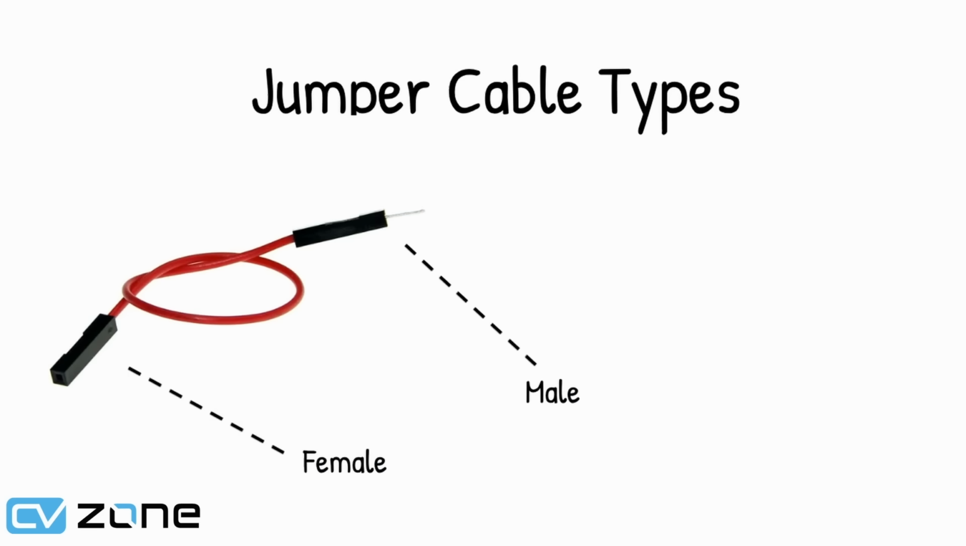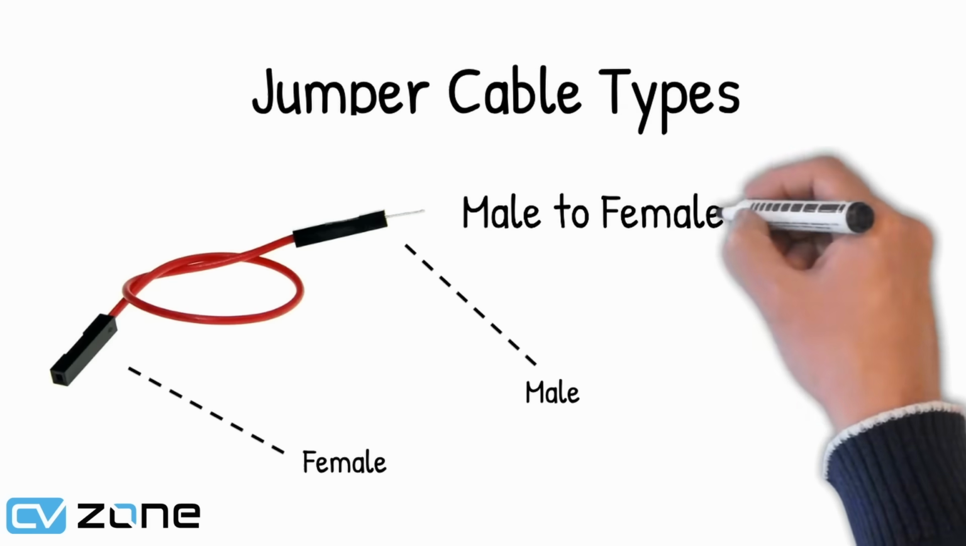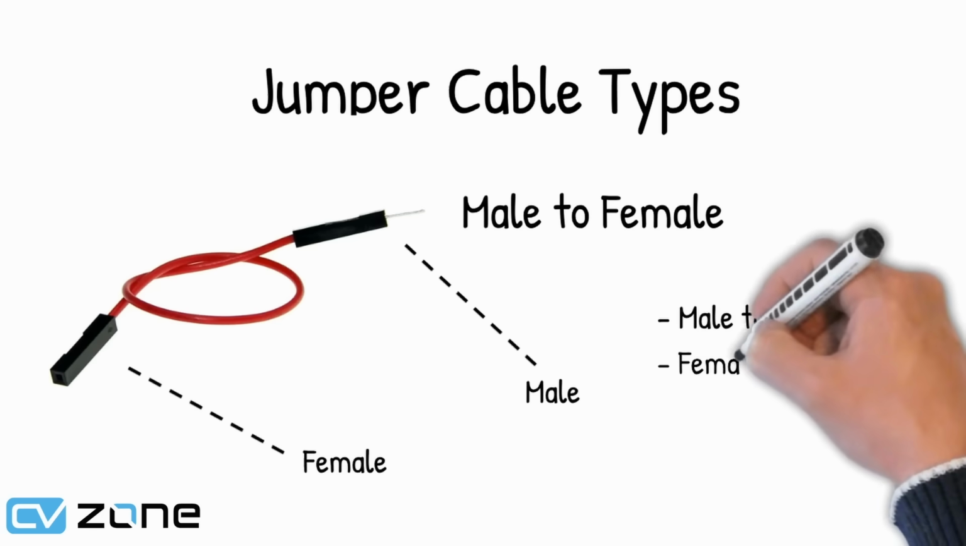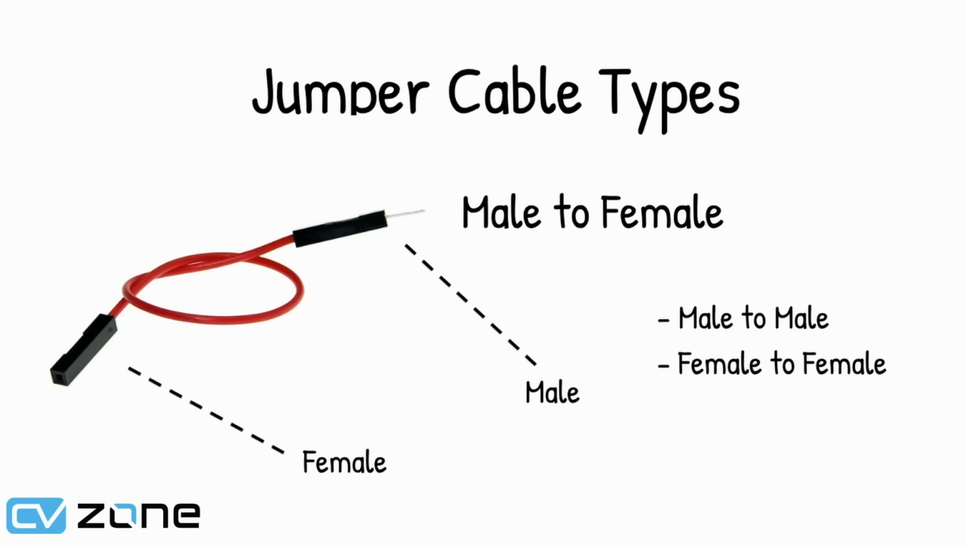So when purchasing jumper cables, we have the option of purchasing 3 different types. The one we see here is male to female, since one end is with pin and one is without. Then we have male to male and also female to female wires.